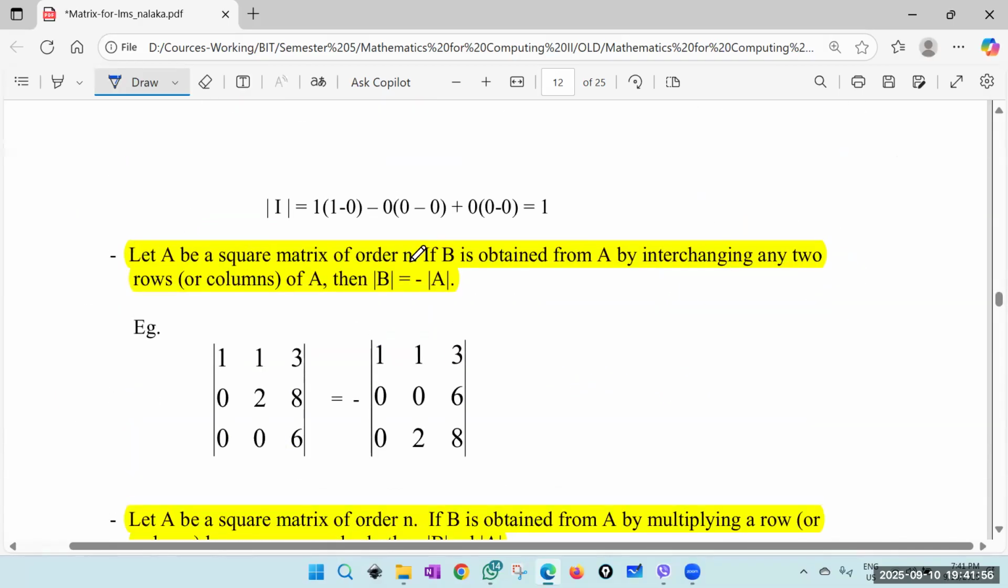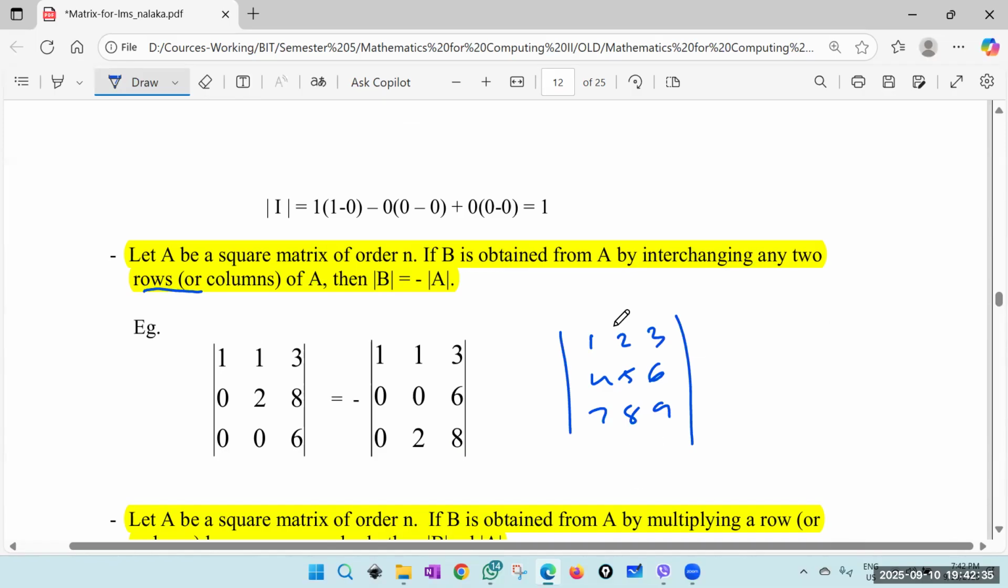Let A be a square matrix of order n, obviously, otherwise you don't have a determinant. If B is obtained from A by interchanging any two rows or columns, then the determinant of B is the negative of the determinant of A. Say I have a matrix 1, 2, 3, 4, 5, 6, 7, 8, 9. Say I want to find the determinant of this one. Of course, you can take any row or column and do it. Okay, so you get some number.